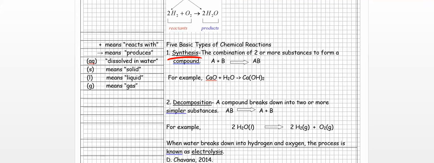All right? Okay. We've got next, decomposition. What's decomposition? Well, it's the opposite of synthesis. Taking two things that are together and pulling them apart, that's decomposition. A compound breaks down into 2 or more simpler substances. Notice it could be more than 2, right? So let's take AB, some substance, AB. We break it down into A and B. That's decomposition. That's not hard.